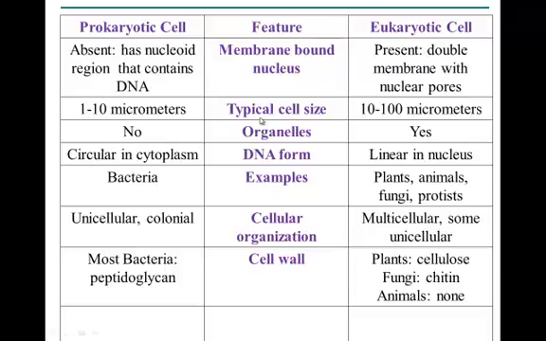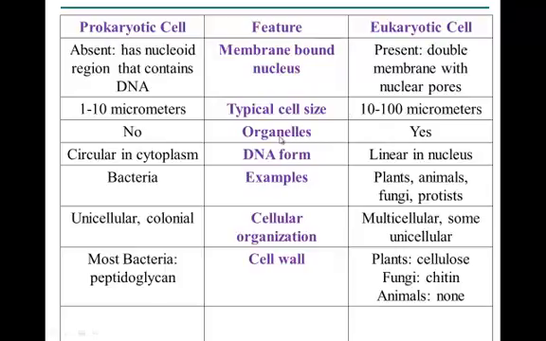The second feature we can compare between prokaryotic and eukaryotic cells is a typical cell size. And although these units don't mean anything, what does matter is the relative size. Prokaryotic cells are a magnitude smaller. They may be 1 to 10 micrometers in diameter, while a eukaryotic cell is about 10 times larger, 10 to 100 micrometers in diameter. So it just gives you the idea that eukaryotic cells are much larger than prokaryotic cells.